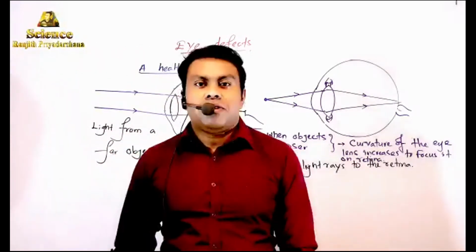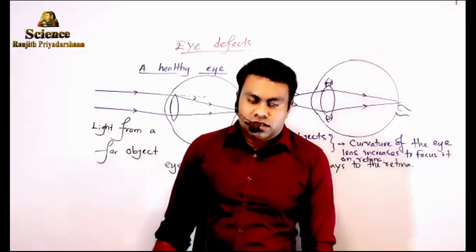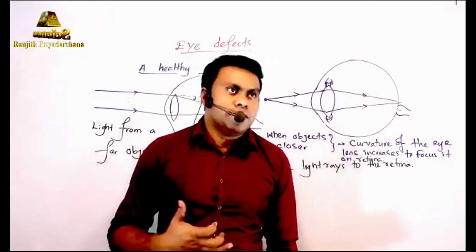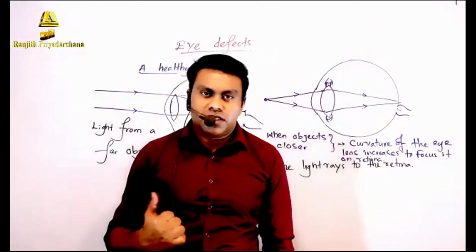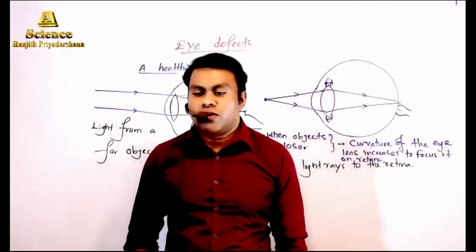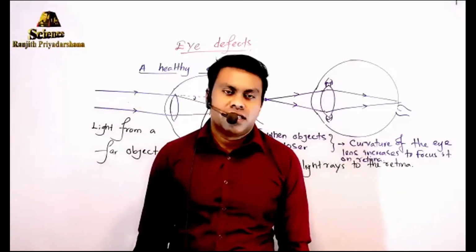Hypermetropia and myopia. Those are the scientific terms for those diseases: long sightedness and short sightedness.